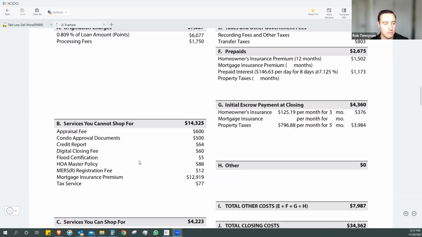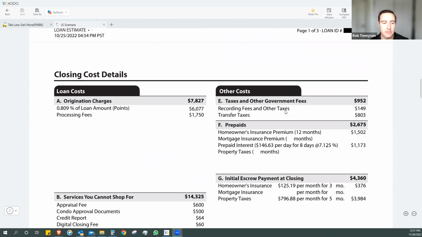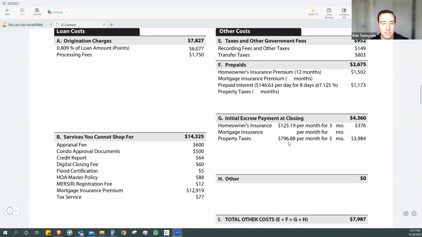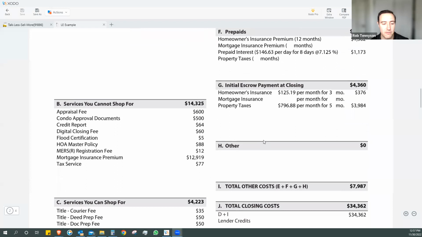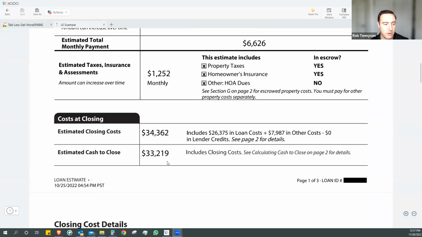We'll go up. Oh, there is a section D that just kind of totals these ones out. And then section E is the recording fees and transfer taxes. That's county and state requirements. Prepaids, this is for prepaid interest and your insurance, and sometimes there's taxes in here, but not always. And then the initial escrow payment, so what they have to have to pay your property taxes and insurance over the life of your loan. This is the initial amount that you have to pay up front. Then it totals all those for you. And this number, 33,219, should match the number on page one, 33,219.